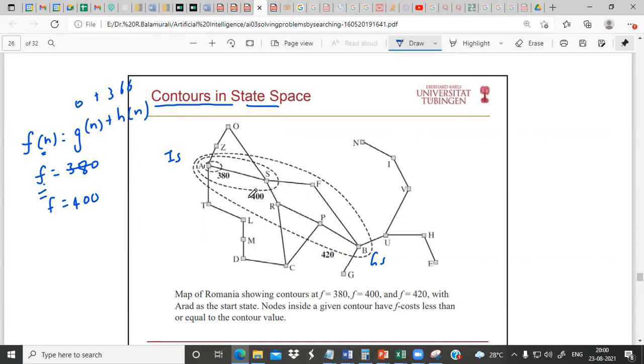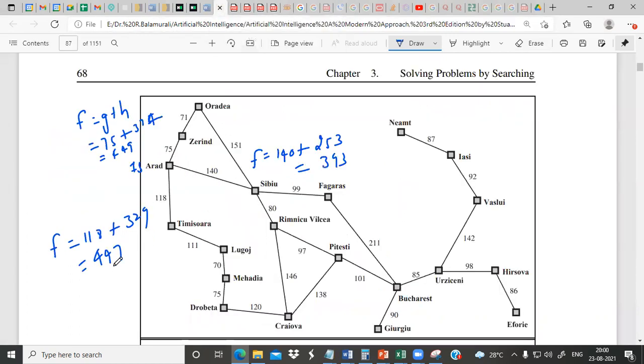So now we are making the upper limit for F as 420. Even with 420, we cannot include Timisoara and Zerind, because as per this, Timisoara is 447 and Zerind is 449. But there are other nodes which we have to check: Rimnicu Vilcea, Fagaras, all these.